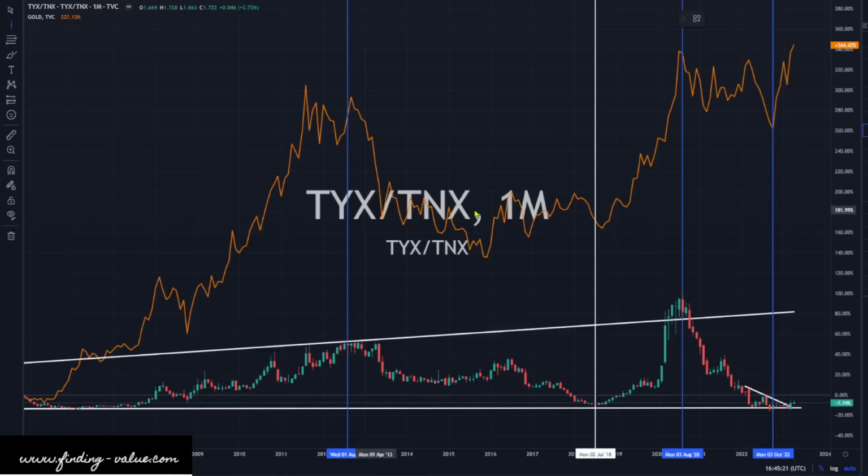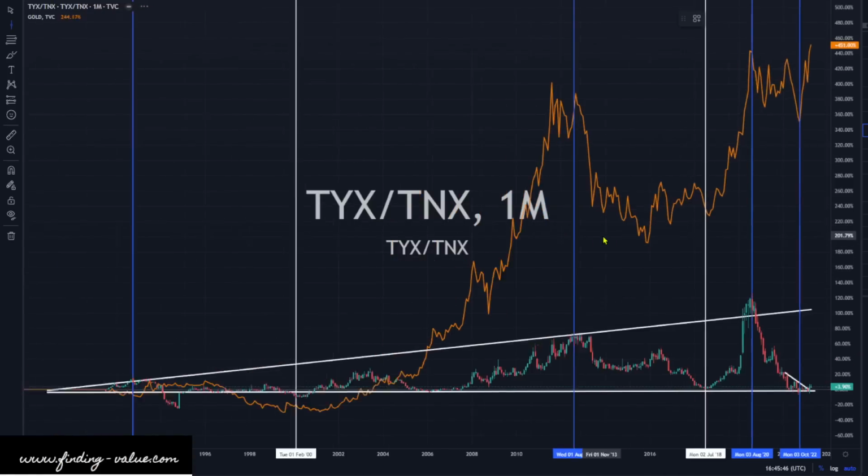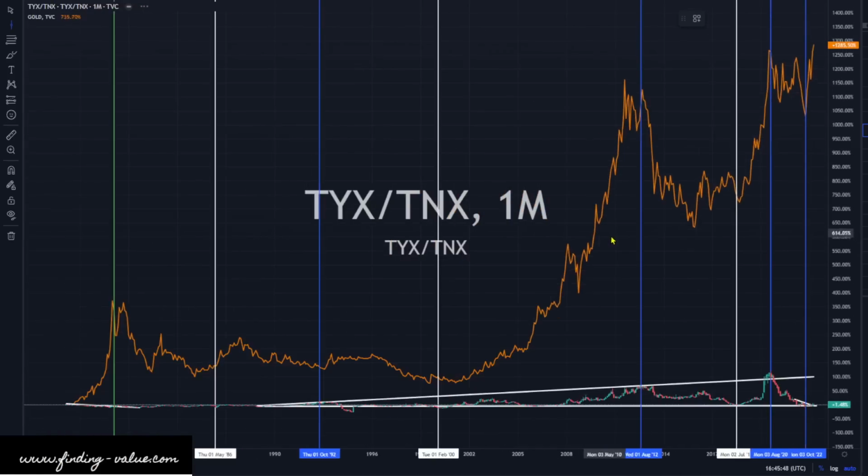So we've got the TYX TNX ratio. That's this guy down here. And then the orange line is gold, the price of gold in United States dollars. TYX TNX is the 30-year yield divided by the 10-year yield. I have it inverted with the 30-year before the 10-year because it mimics the same direction as the gold price, so you guys can see the correlations a little bit better.